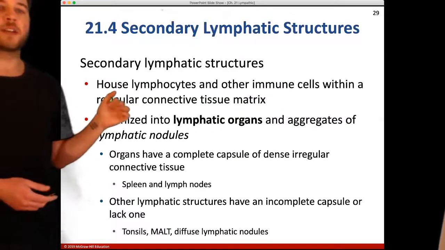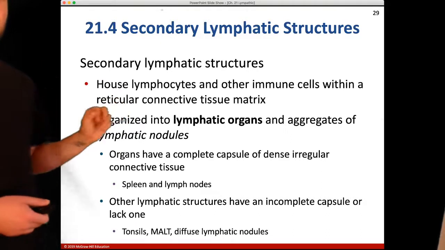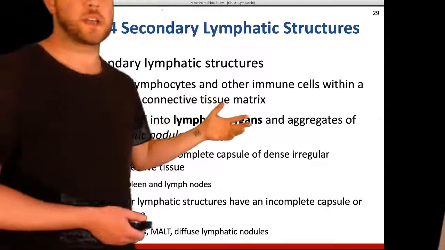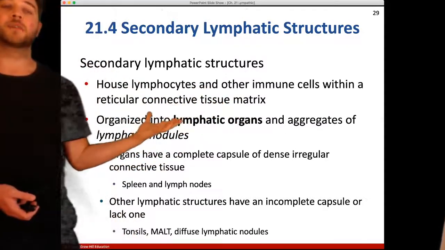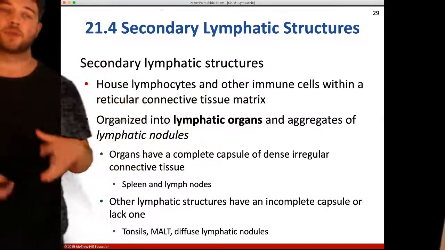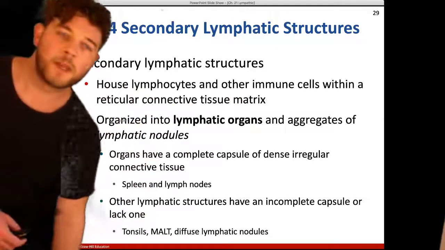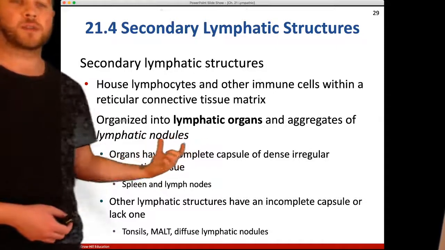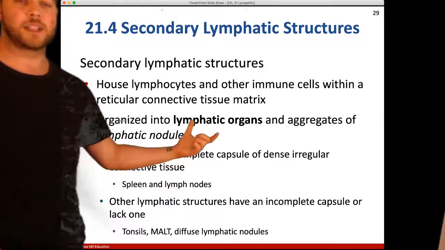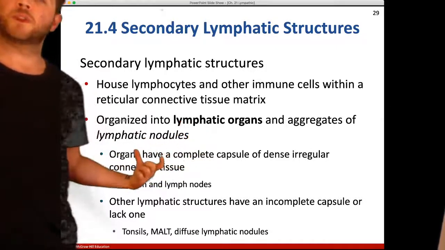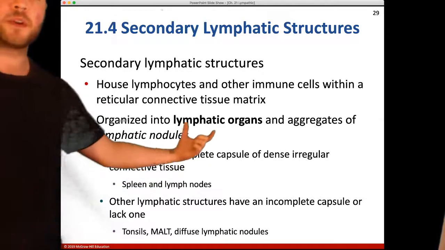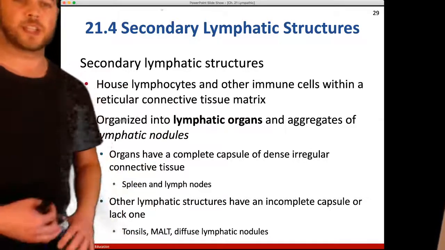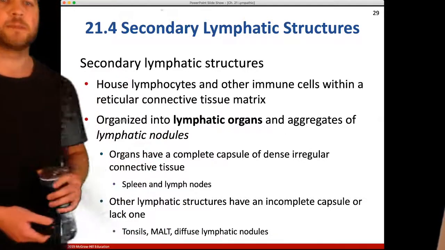Okay, onto the secondary lymphatic structures. A little bit more happens here. The secondary lymphatic structures house lymphocytes and other immune cells within a reticular connective tissue matrix. Reticular connective tissue is just a type of connective tissue. It's organized into lymphatic organs and aggregates of lymphatic nodules. So we'll see that there is a slight difference between these two. Lymph nodes are not lymphatic nodules. Lymph nodes are actually lymphatic organs. Again, we just like to confuse you sometimes, so that's how we do it.